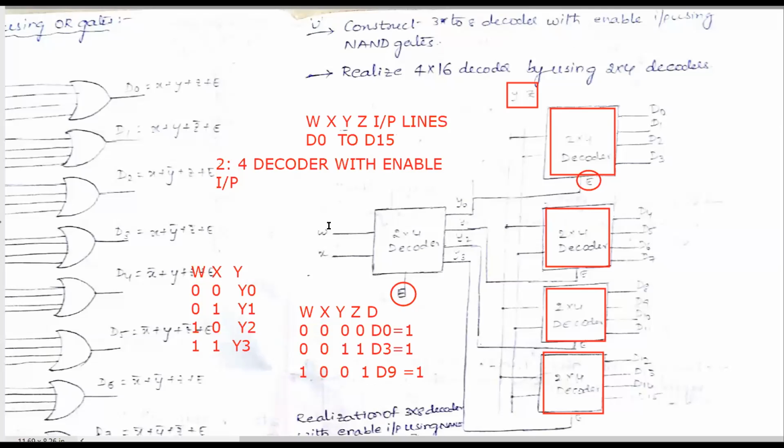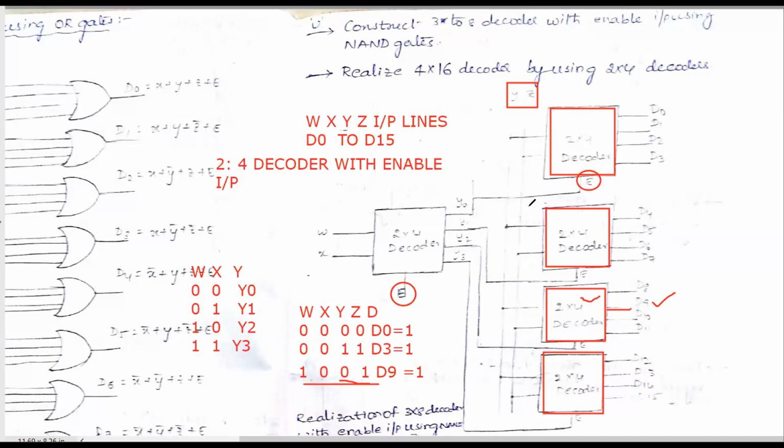1 0 means W equals 1 and X equals 0, so the Y2 line will be activated. That is, the third decoder, this decoder, will be activated. Therefore, by seeing the remaining lines Y and Z, Y equals 0 and Z equals 1, this line will be activated. This D9 line will be activated for the combination 1 0 0 1.